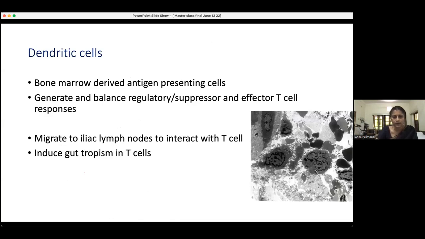Dendritic cells are bone marrow derived antigen presenting cells, and they maintain a balance between the suppressor responses in the normal mucosa and the effector responses in inflamed mucosa. Dendritic cells, once they're activated, may either stay in the mucosa or migrate to the iliac lymph nodes. And it's just interesting to note that colonic drainage is a lot to the iliac lymph nodes rather than to the mesenteric lymph nodes. And dendritic cells induce T cells to migrate back towards the gut.